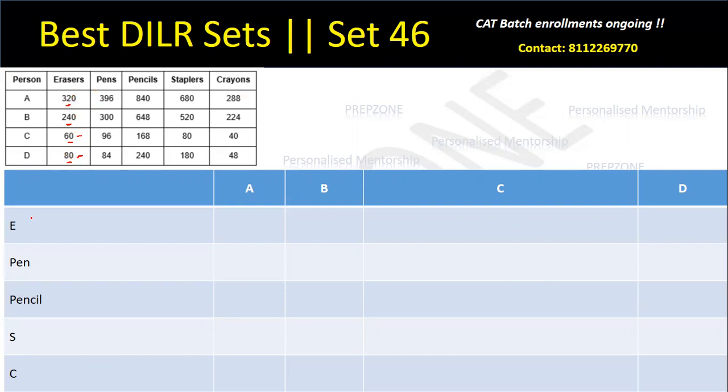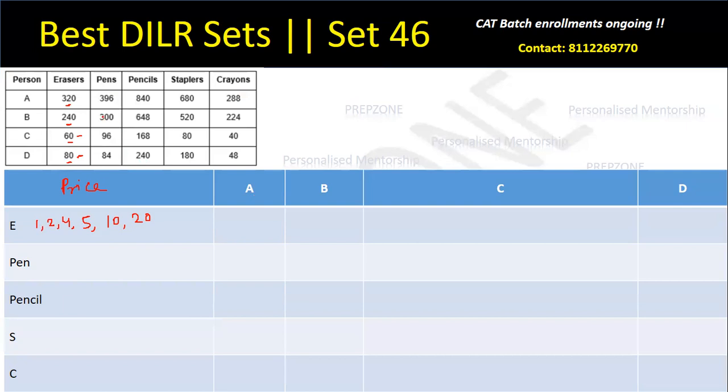So यहाँ पे मैं price लिखना start करता हूँ, right? कि price कितना? Let's say this is the price. So price of eraser will be a factor of 20, it can be 1, 2, 4, 5, 10 and 20. These are the factors of 20, right? Similarly मैं सबके निकाल दूंगा कि यार पेन का प्राइस क्या हो सकता है, पेंसिल का क्या हो सकता है, स्टेपलर का क्या हो सकता है, क्रेयन का क्या हो सकता है.